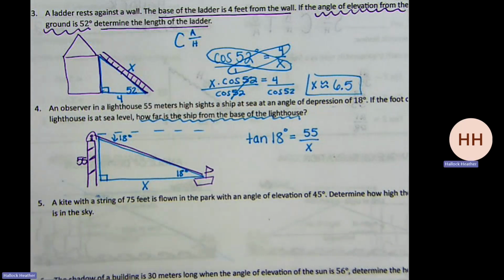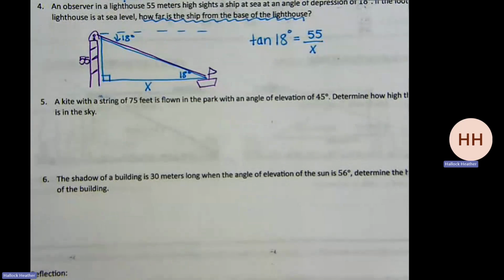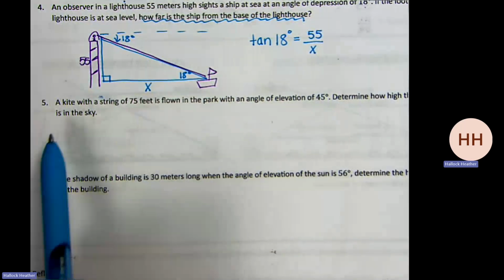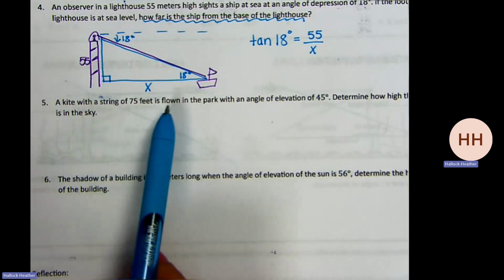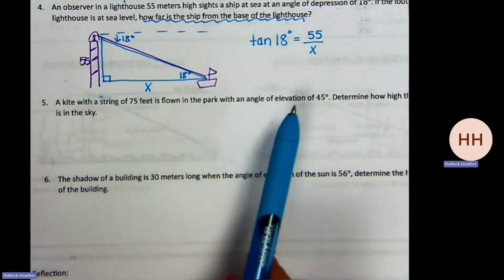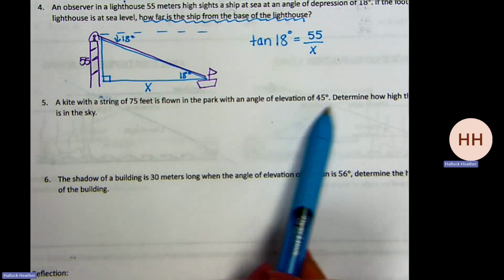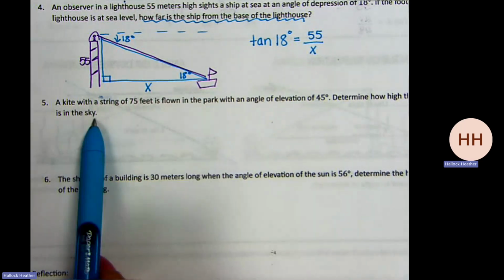I'm going to help you set up the last two problems. We're going to draw the pictures together, and then that way you only technically have those three like problems to solve, okay? So you need to finish this. It's not done. For number 5, it says a kite with a string of 75 feet is flown in a park with an angle of elevation of 45 degrees. Determine how high the kite is in the sky.